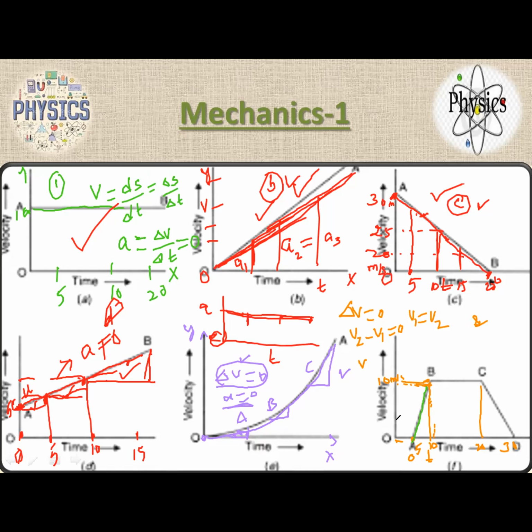How do you calculate slope? Y2 minus y1 by x2 minus x1. So what is the component here? If I want to calculate this slope, I need to know the coordinates at A and B. What are the coordinates of B? Here 10, so the coordinate at B is 10 comma 10. X component 10, Y component also 10.